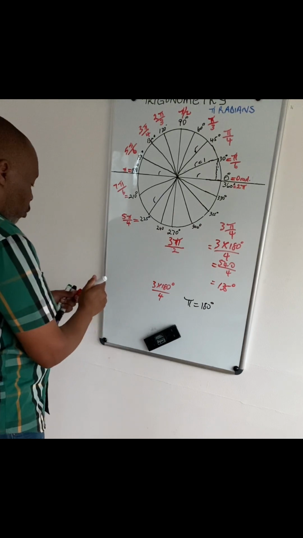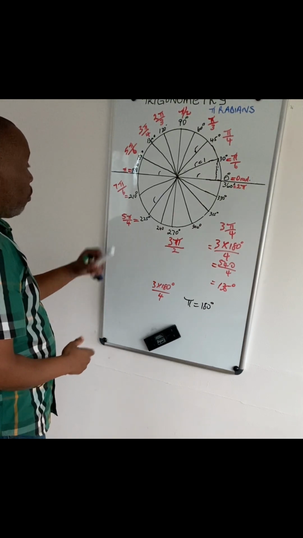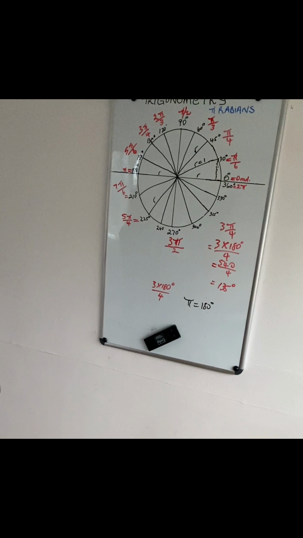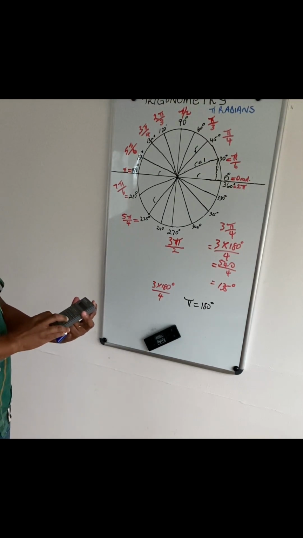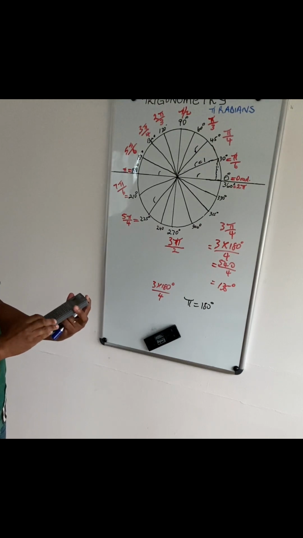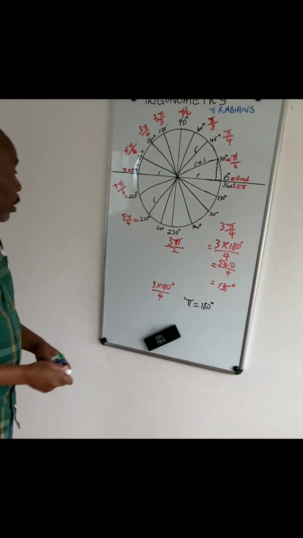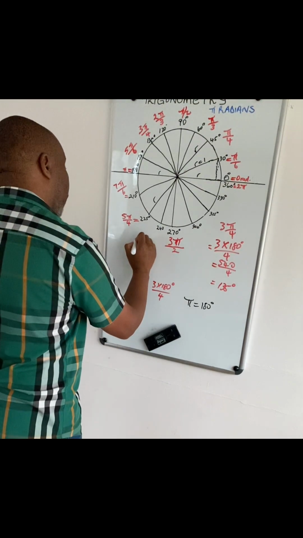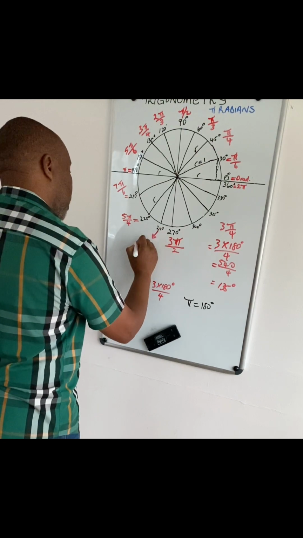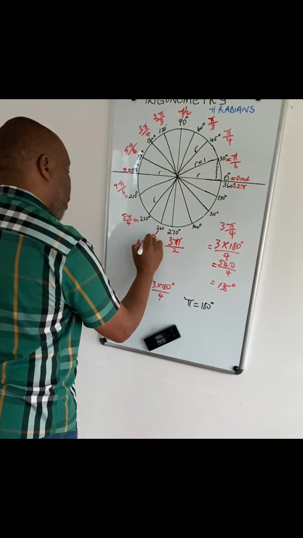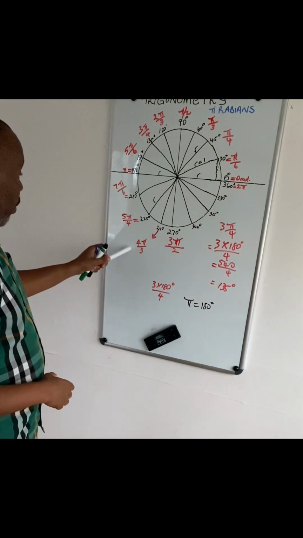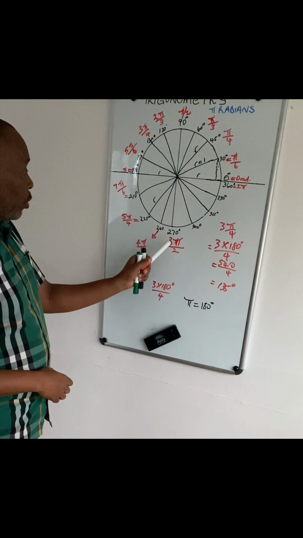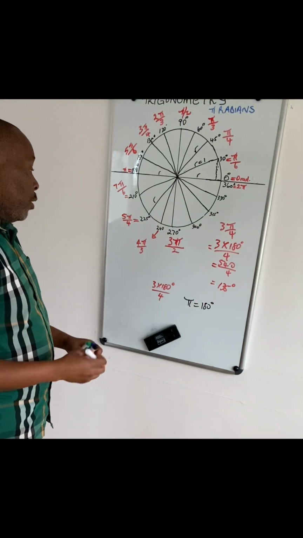And then with 240 we have 4 pi over 3. Let's check 4 pi over 3. 4 times 180 divided by 3 is 240. This one will come here, which will be 4 pi over 3. Right, this is 4 pi over 3. And 270 is 3 pi over 2.